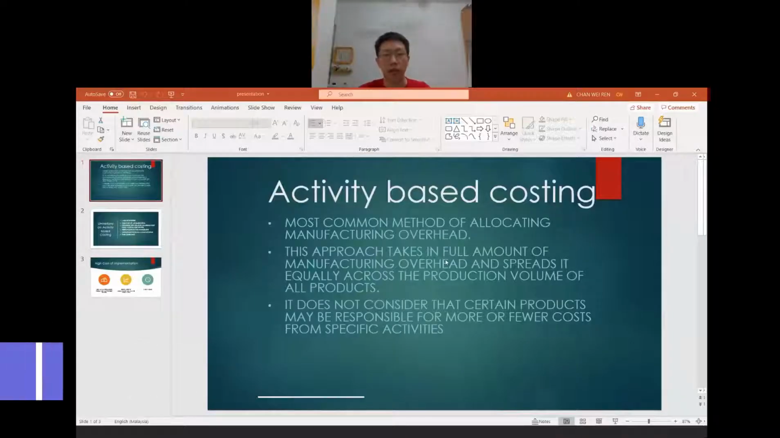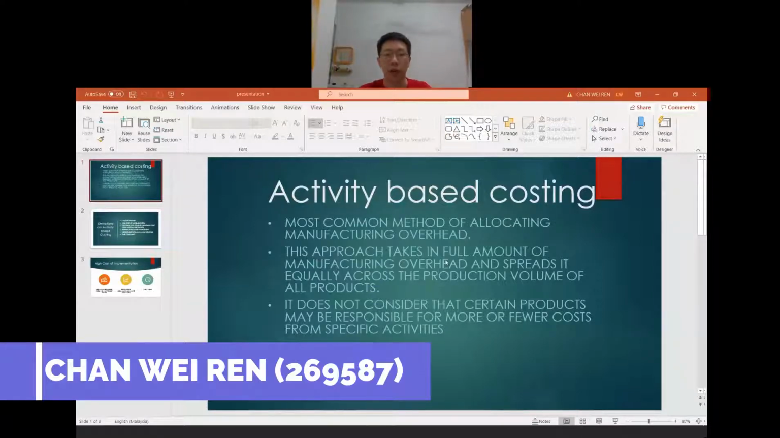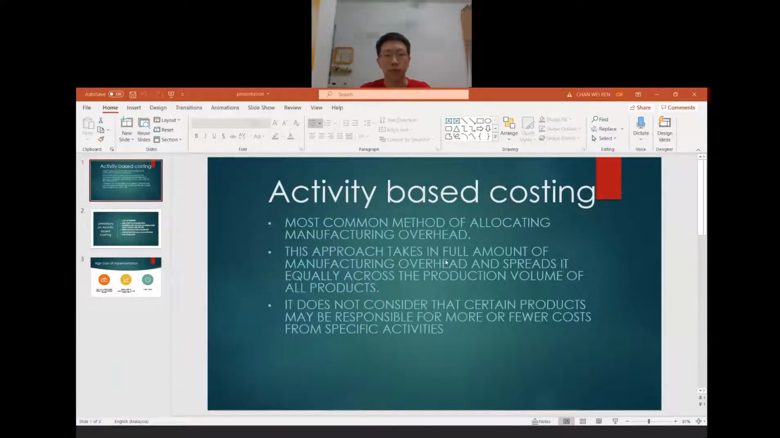Well, today I'm going to talk about limitations on activity-based costing. Before going into that, I will briefly explain what activity-based costing is first. Absorption costing or full costing has for years been the most common method of allocating manufacturing overhead. This approach takes the full amount of manufacturing overhead and spreads it equally across the production volume of all products.